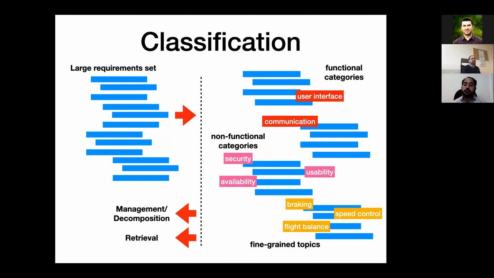So the typical first task is classification. You have a large requirement set and you want to better manage this set of requirements. So you do a classification, for example, into functional categories like user interface, communication, non-functional ones, or more fine-grained topics. This can be useful to create boxes, let's say, for your requirements, so as to have better management and decomposition, and also to help later retrieval, because it may be the case that you want to reuse these requirements in other projects.